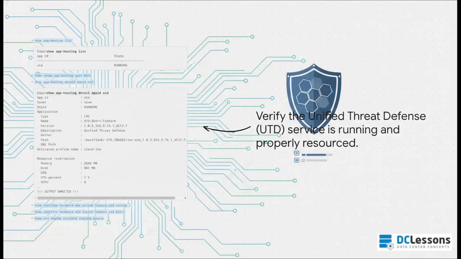And finally, it's really important to remember that URL filtering runs as part of the Unified Threat Defense, or UTD, service. Using commands like show app-hosting list and show app-hosting detail lets you confirm that the underlying container service is actually running and has all the resources it needs. You can check its state, the software version, and see the memory and disk reservations, just making sure the foundation of your security service is healthy.